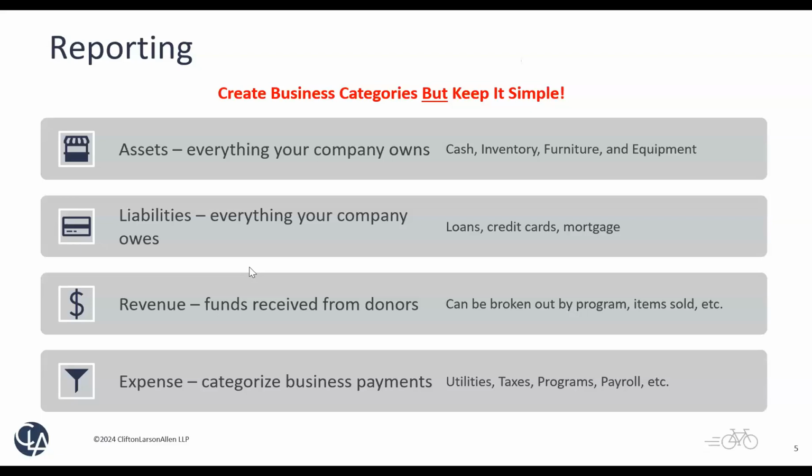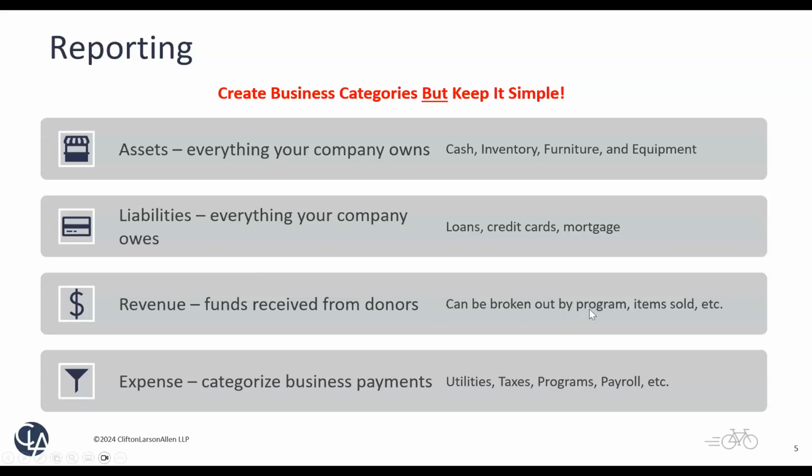They say accounting is a whole other language in and of itself, but we're just going to give a baseline. So assets, that is everything you own. So that's your cash, your inventory, furniture, and equipment. Those are considered assets, right? Then you have your liabilities. That is everything the company owes. So that's your loans, your credit cards, mortgages, anything that you owe somebody else. That's a liability.